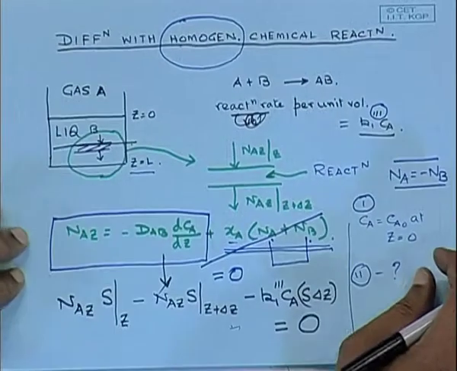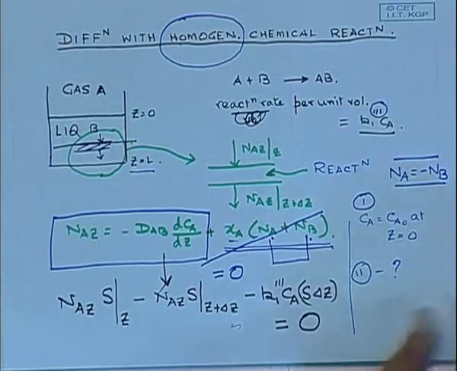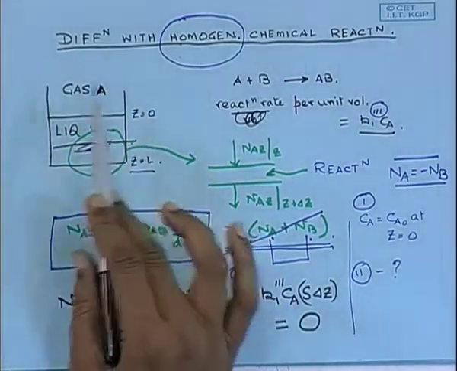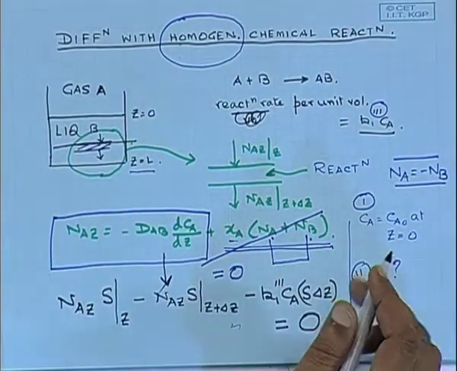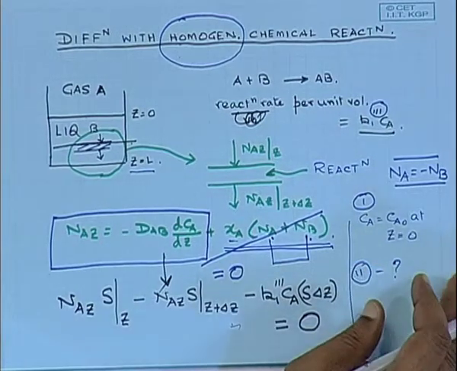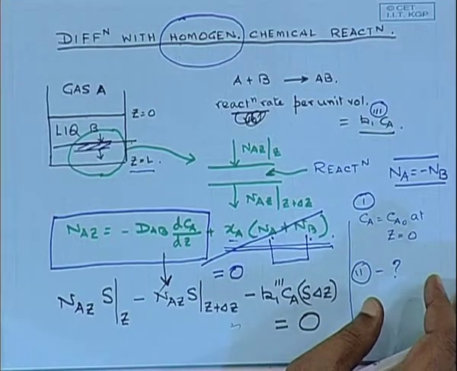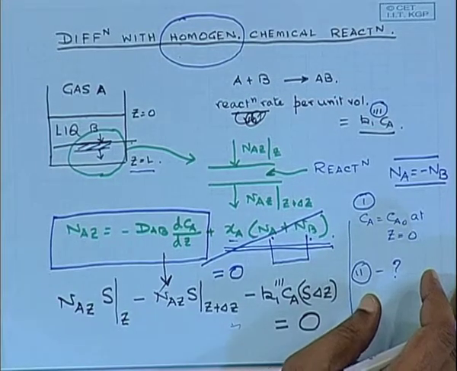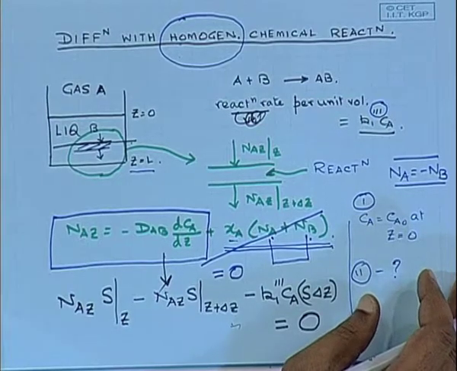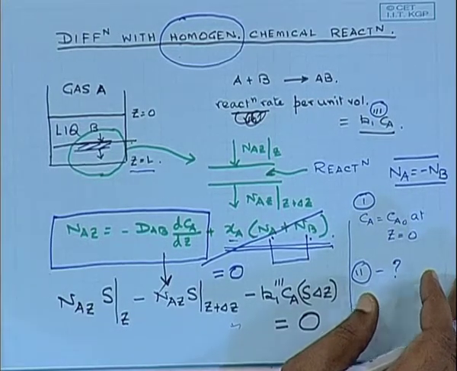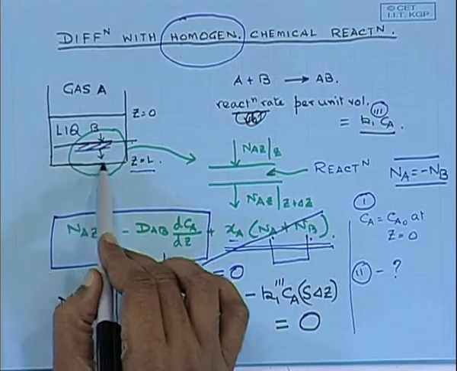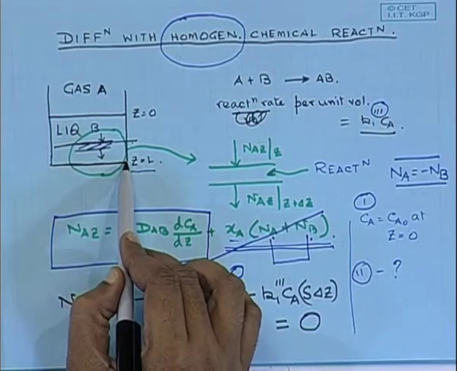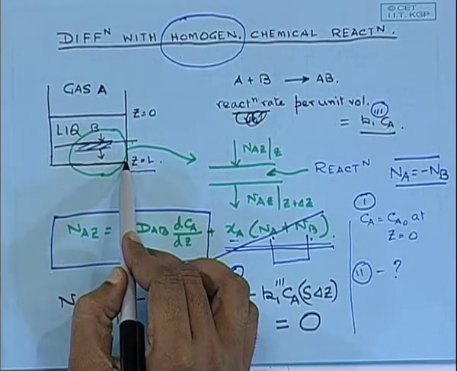I will put the figure back again for you to find out. From this, would you be able to say anything about the second boundary condition? Okay, someone suggested that at Z equal to L, Ca is equal to 0. Any opinion about that? He said that Ca would be 0. Is that true?